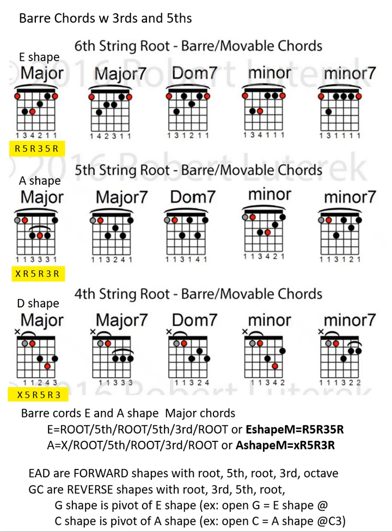Okay, I was asked to explain this little system that I put together. It's based on the idea of a shorthand way to remember what intervals are played in a chord. For example, in the upper left here is an E shape major chord. It's got a root, a fifth, another root, a third, a fifth, and a root. Or more simply, a root, a third, and a fifth.